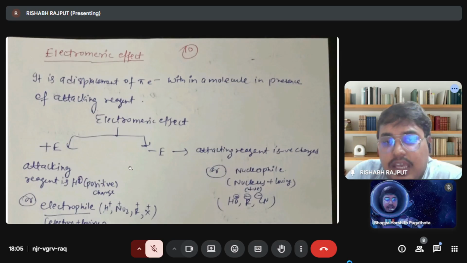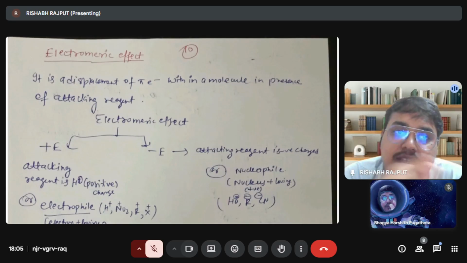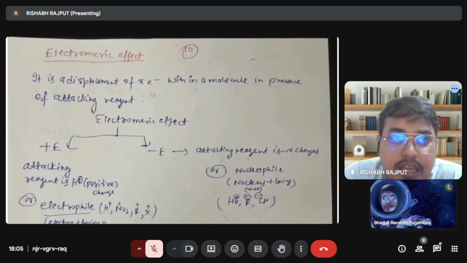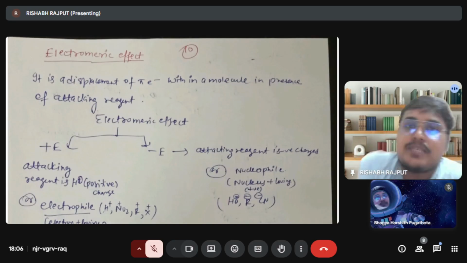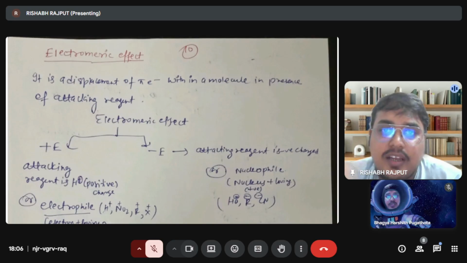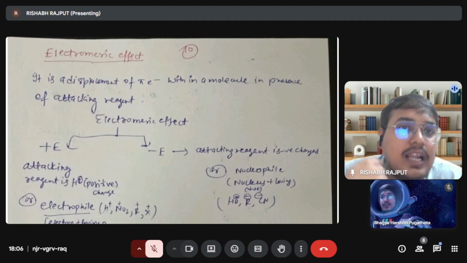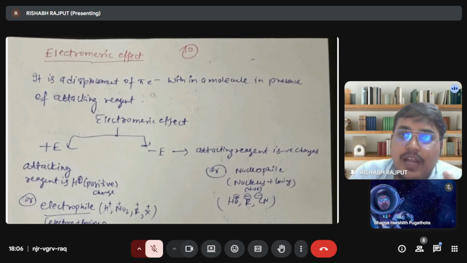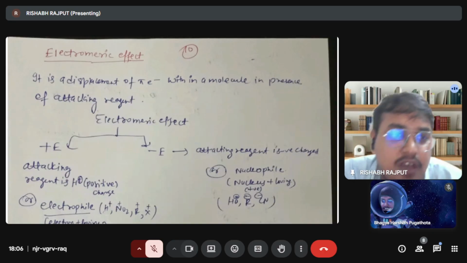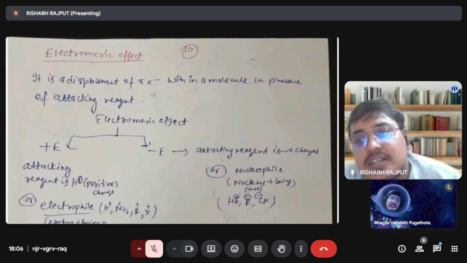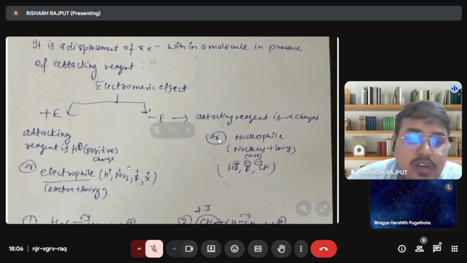But I will just give you a hint. In a reaction, what happens in an inductive effect? Your sigma electrons will be sharing; it is polarized. But in electromeric, you have pi electrons, and your pi electrons will be displaced within the molecule, not outside. Within the molecule itself there is displacement because of the attacking reagent. That is why we call it the electromeric effect. If an attacking reagent comes and it is a positive charge particle, we call it the plus E effect. If your attacking reagent is a negative charge particle, we call it the minus E effect. Don't worry, I will give you an example for both, then you will understand properly.